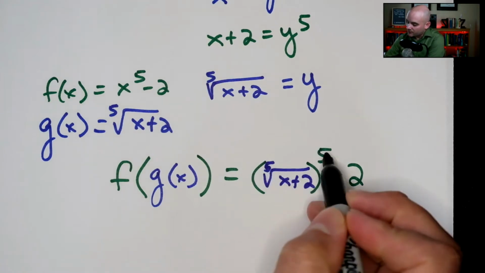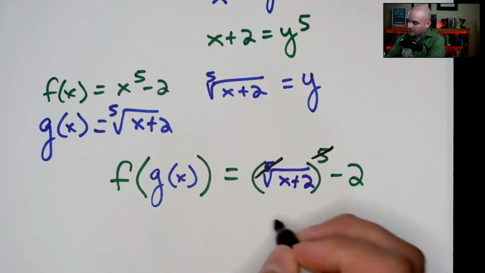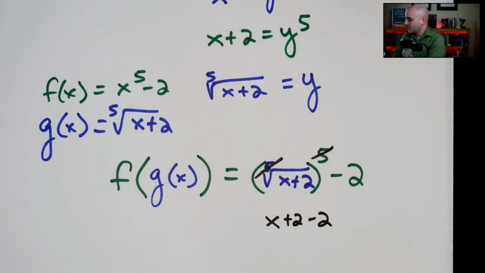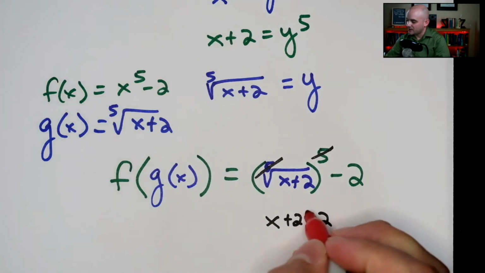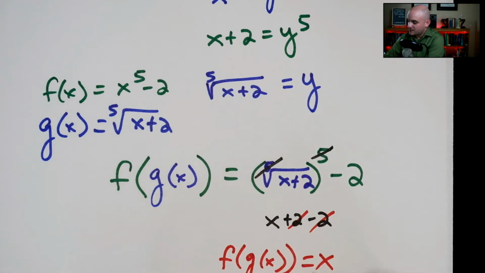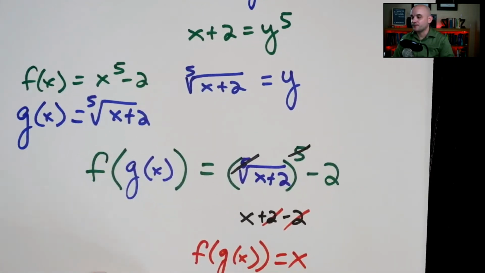So the fifth root and the fifth power knock each other out, and I end up with x plus 2 minus 2. And then from there, the positive 2 and the negative 2 cancel out, and I'm left with just x. So indeed, f of g of x does equal x there, okay?